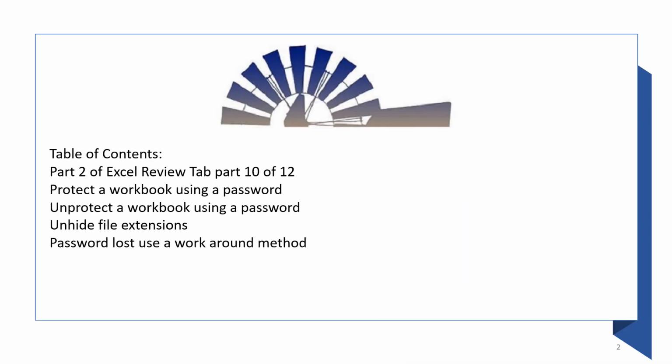Table of Contents, Part 2 of Excel Review Tab, Part 10 of 12: Protect a workbook using a password, Unprotect a workbook using a password, Unhide file extensions, Password lost, use a workaround method.